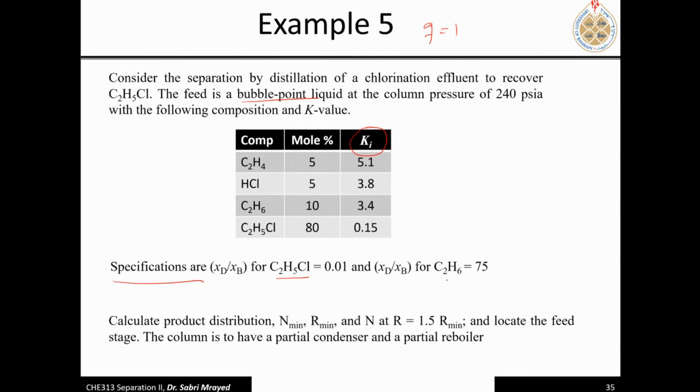C2H5Cl and C2H6. Now from these two, we have to be able to determine the light key and the heavy key, or at least the key component. So this is the key component, and also this is a key component. Okay, so now I have a key component here and a key component here. So these are non-key components. Now we have to determine which one is going to be the light and the heavy key. Which one is going to be the light and which one is going to be the heavy component?